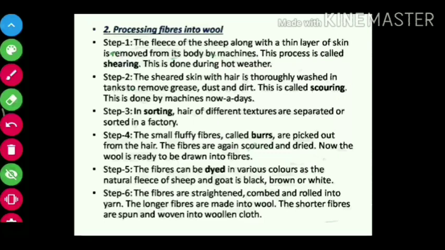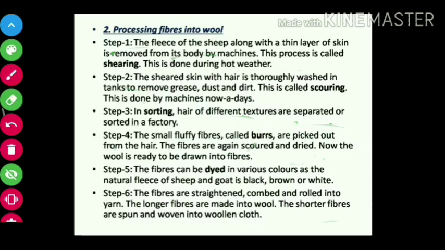The fibers are again scoured and dried. Now the wool is ready to be drawn into fibers. So what is a burr? If this is a plain fiber and some fluffy things come, these fluffy fibers are known as burrs.